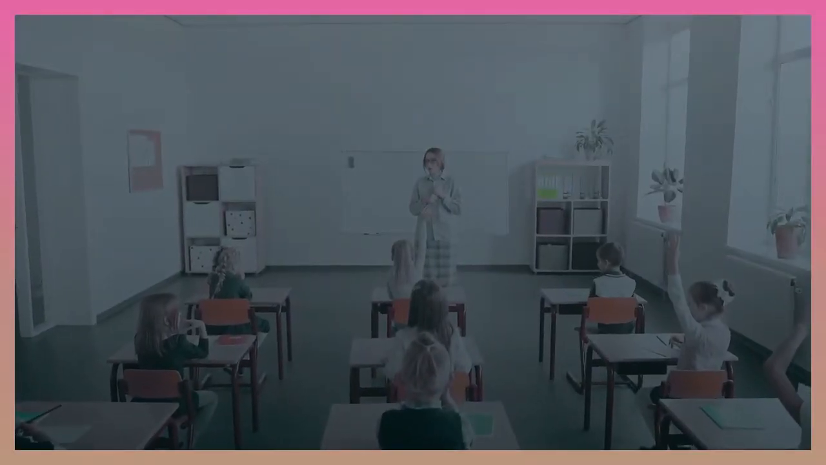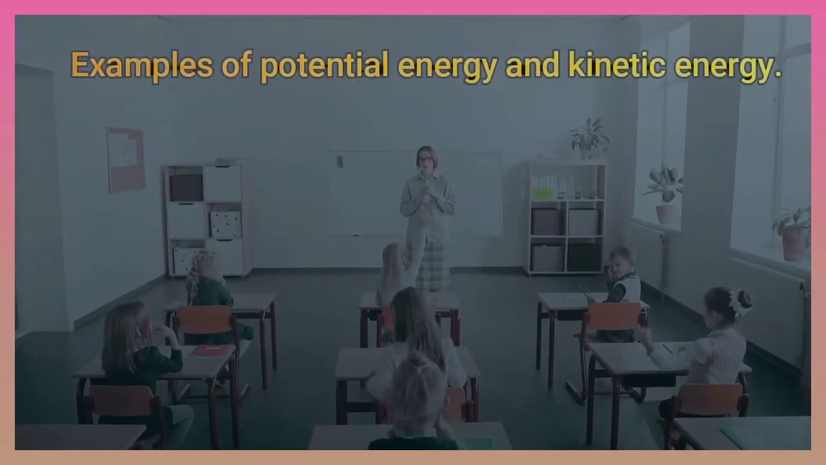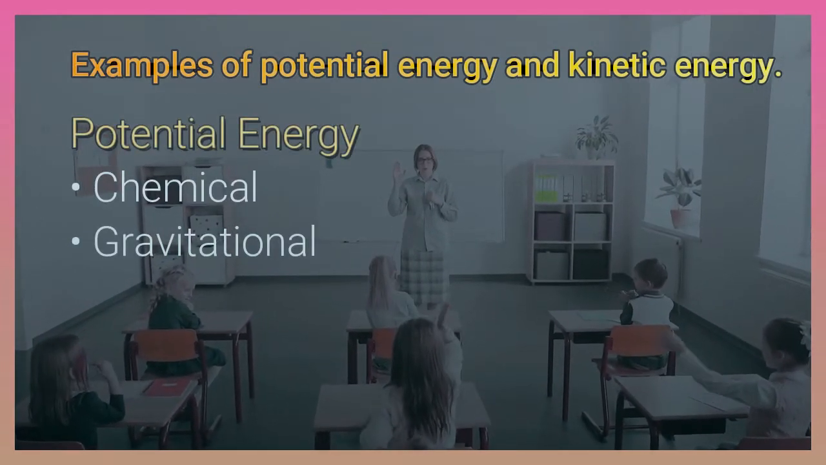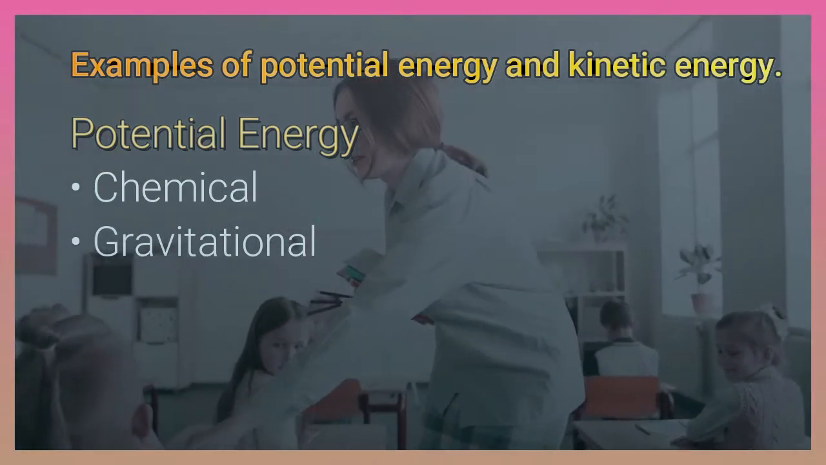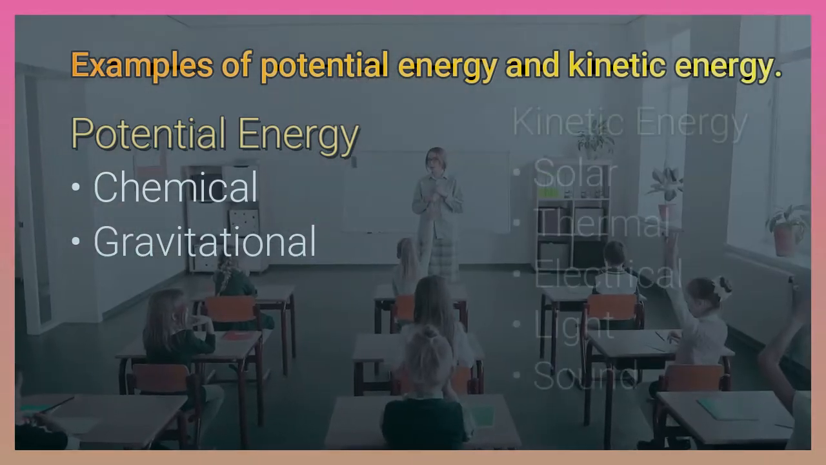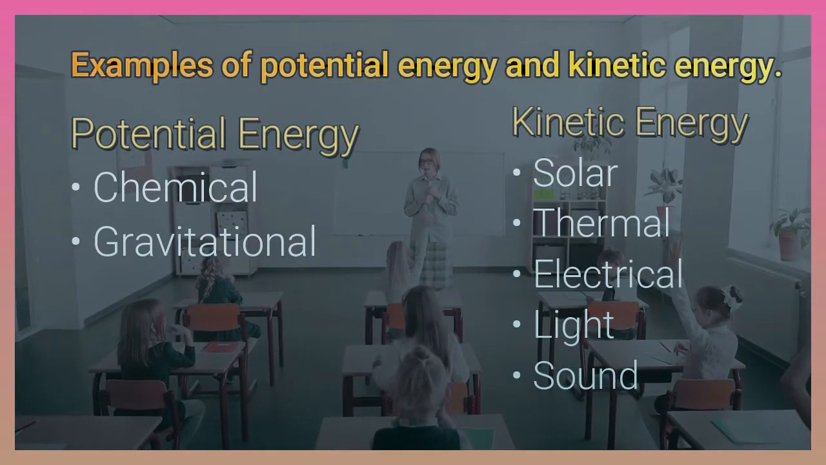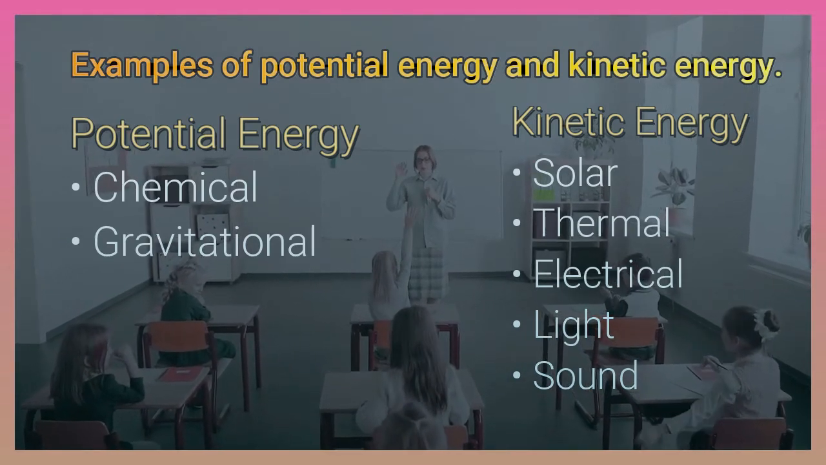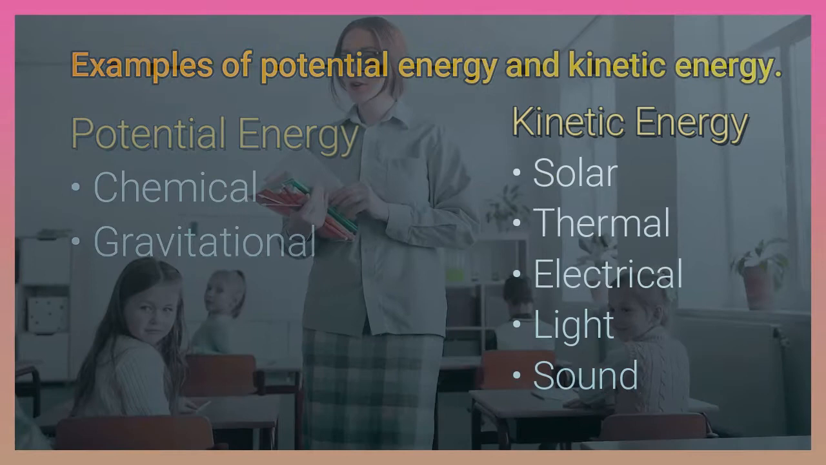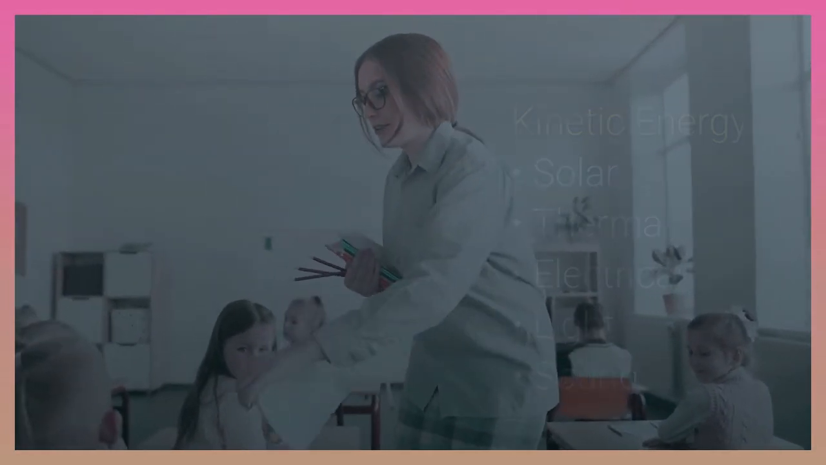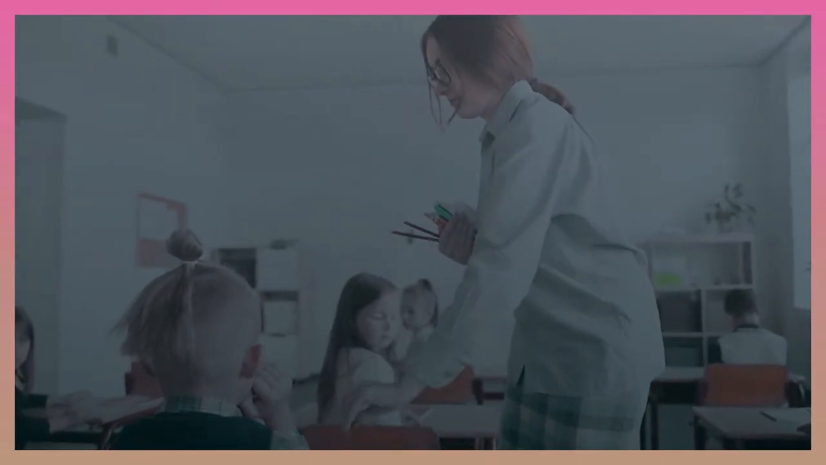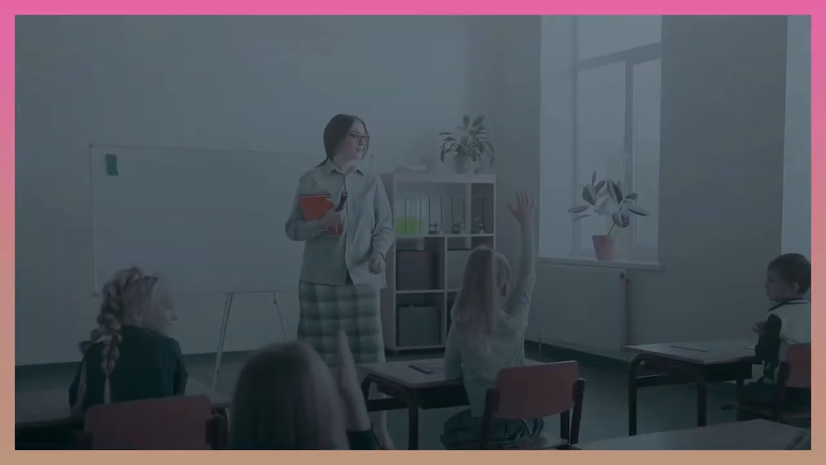The following table contains examples of potential energy and kinetic energy. Potential energy: chemical, gravitational. Kinetic energy: solar, thermal, electrical, light, sound. Remember, anything can have potential energy. How much potential energy an object has depends on a few things, including how massive the object is and how high up it is.